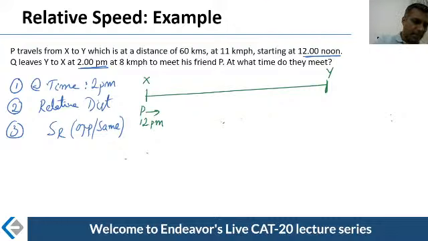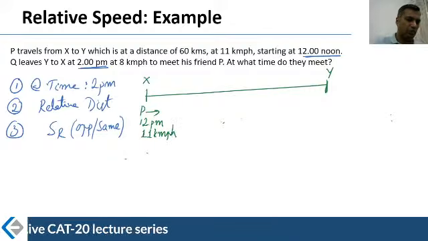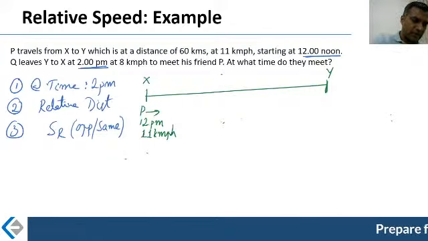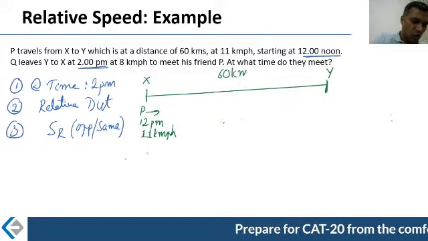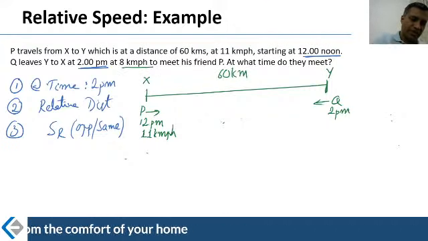What is the speed he maintained? 11 kmph. That's 11 kilometers per hour. What is the distance between them? 60 kilometers in all. Totally it is 60 kilometers. So what time does the second fellow start from here? He starts at 2 p.m. What is the speed at which he is starting? He is maintaining a speed of 8 kilometers per hour.